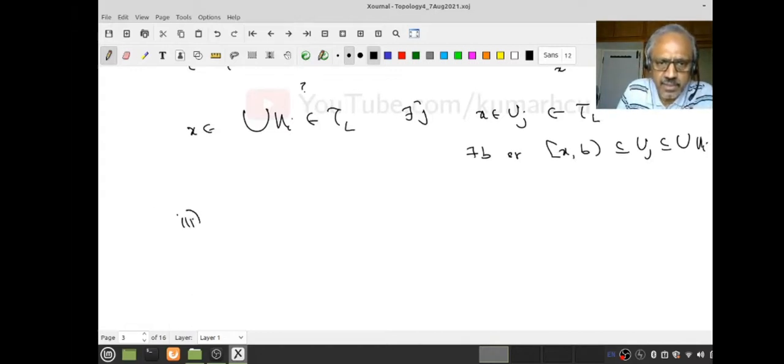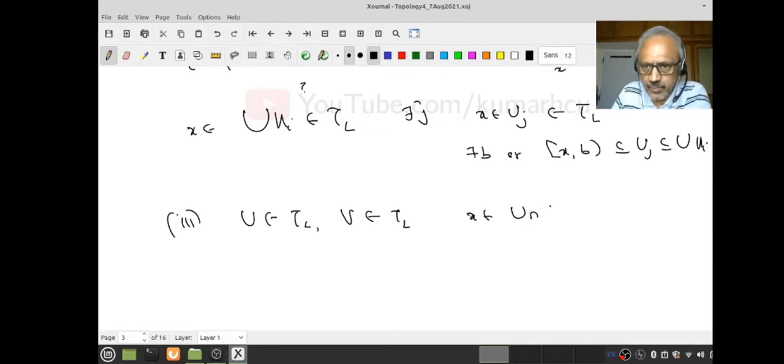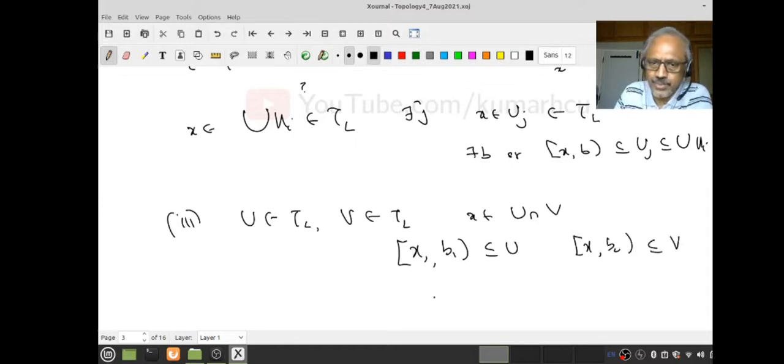Third is, suppose U belongs to tau L and V belongs to tau L. If U intersection V is empty, nothing to prove. So let's assume x belongs to U intersection V. Therefore, what do I know? Since x belongs to U and U is in tau L, there is a b1 such that [x, b1) is contained in U, and similarly there is a b2, [x, b2) is contained in V. I am sure all of you know what to do now. Is there anybody who is struggling?